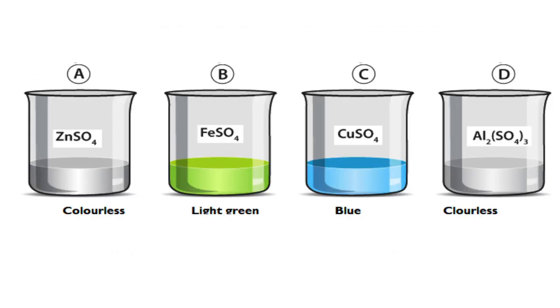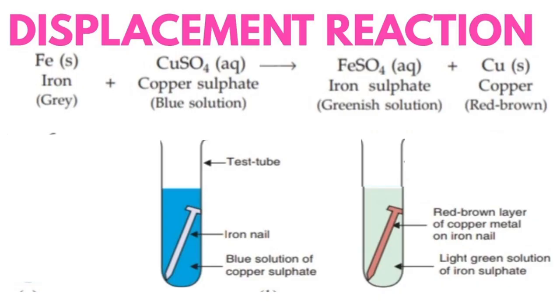And you can often see this with a color change. For zinc, it's colorless. Iron sulfate is light green, copper sulfate is blue, and aluminium sulfate is also colorless. So if I add iron to copper sulfate, it will displace it, turning the blue copper sulfate solution into iron sulfate, which is green. That's what you would observe, a blue turning to green.